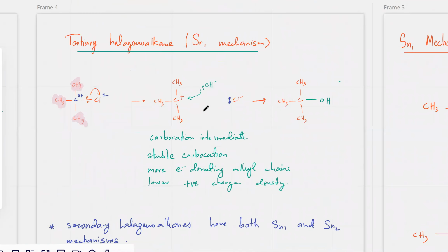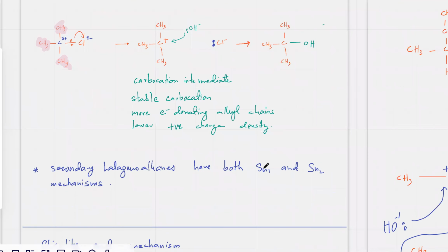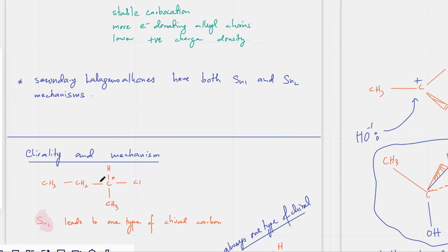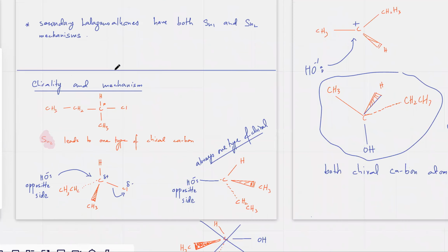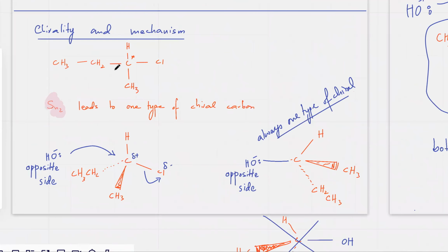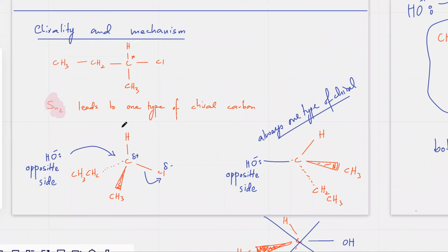And you had both. Actually, you had both. This one is the SN1 mechanism. So secondary halogenoalkanes have both SN1 and SN2 mechanisms. Secondary ones are the middle ones. And about this, you should also know about chirality. Specifically, we wanted to talk about secondary halogenoalkanes, they can undergo both mechanisms.